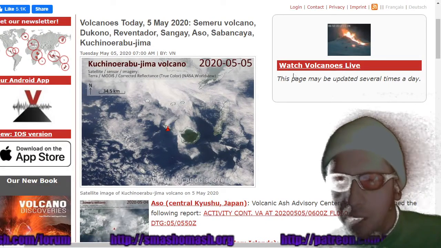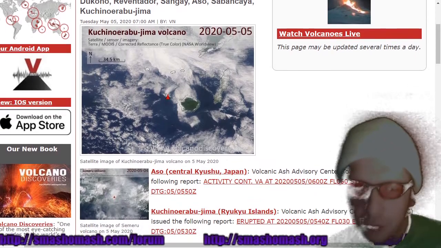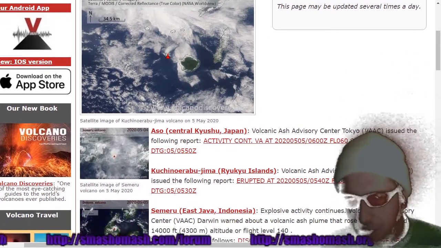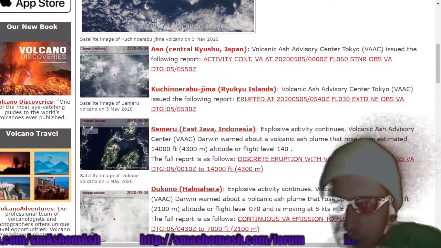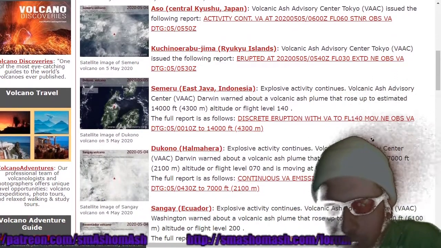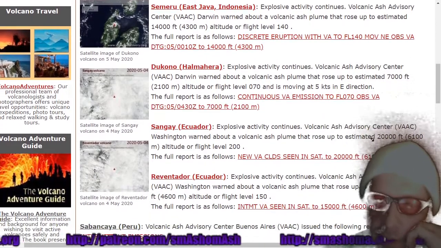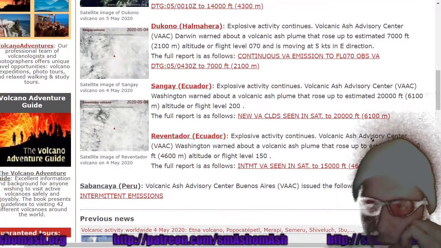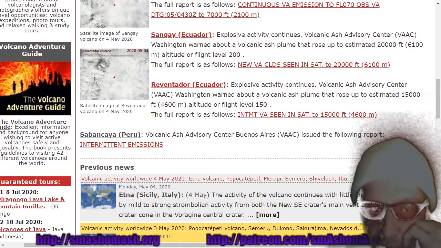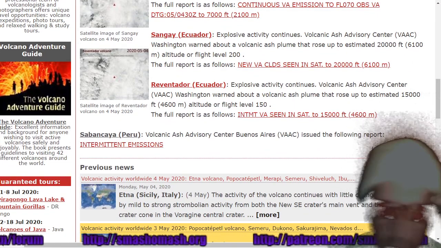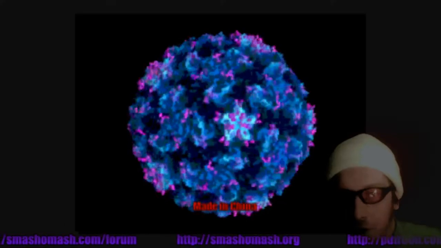Next, looking at the volcano rundown, we see Mount Aso erupting, producing a 6,000-foot ash plume there. Kuchinoerabu Jima, 3,000-foot flight level there. Semeru, I believe, just upticked as it's exploding, 14,000-foot ash plume there. Tokono exploding, flight level 7,000. Sangay exploding, flight level 20,000. I believe that's an uptick also. Reventador exploding, flight level 15,000. And intermittent emissions from Sabancaya are an indication not to attempt to hang glide over the caldera.